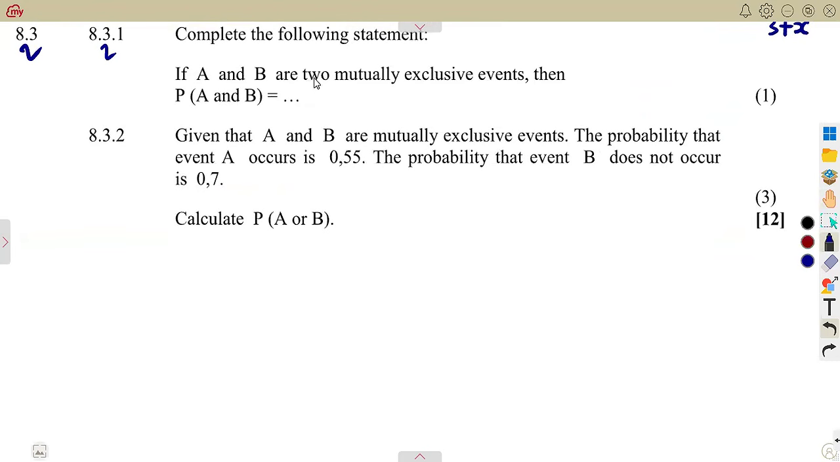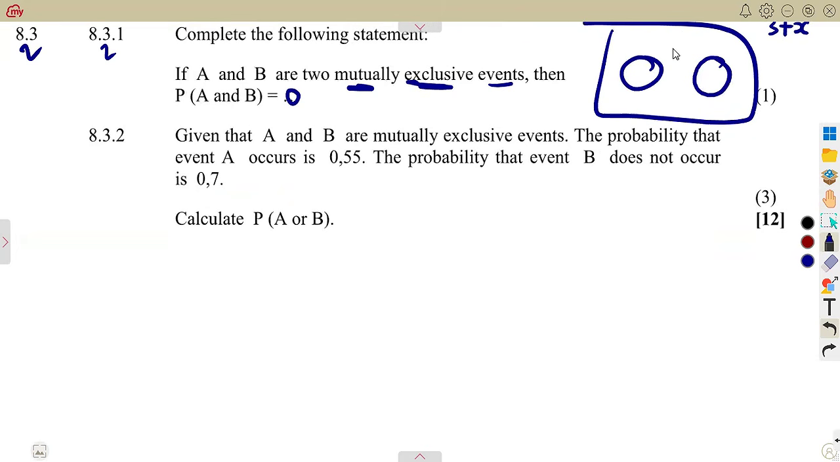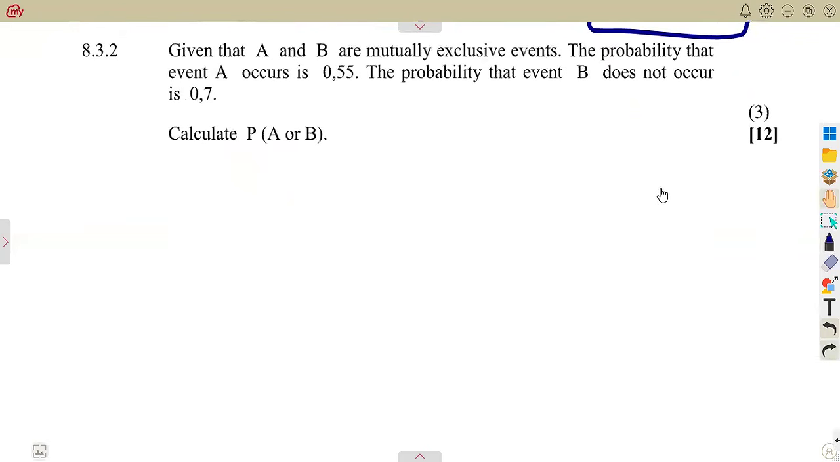8.3.1, complete the following statement. If A and B are 2 mutually exclusive events, then the probability of A and B is what? That's a 0. Mutually exclusive events, they do not intersect. There is nothing in the intersection.